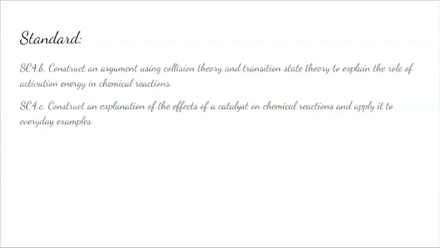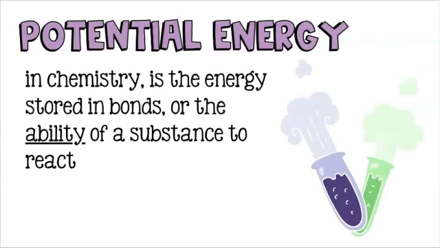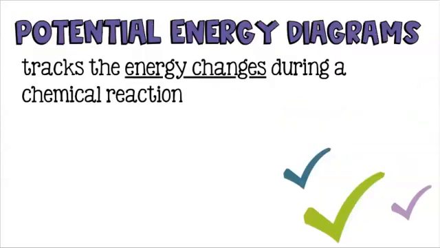to everyday examples. So in chemistry, the energy stored in bonds, or the ability of a substance to react, is called the potential energy. We use potential energy diagrams to track the energy changes during a chemical reaction.